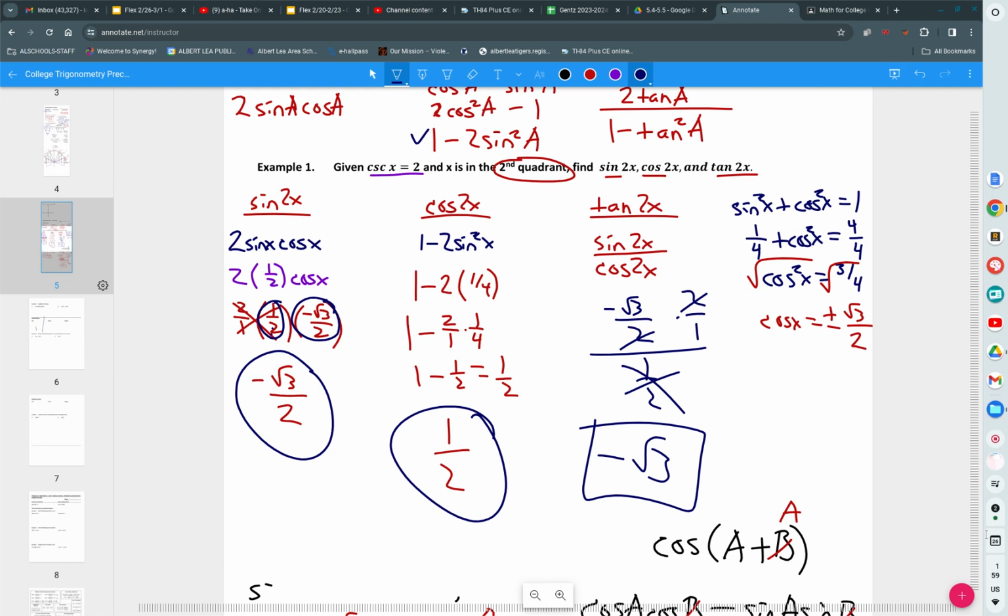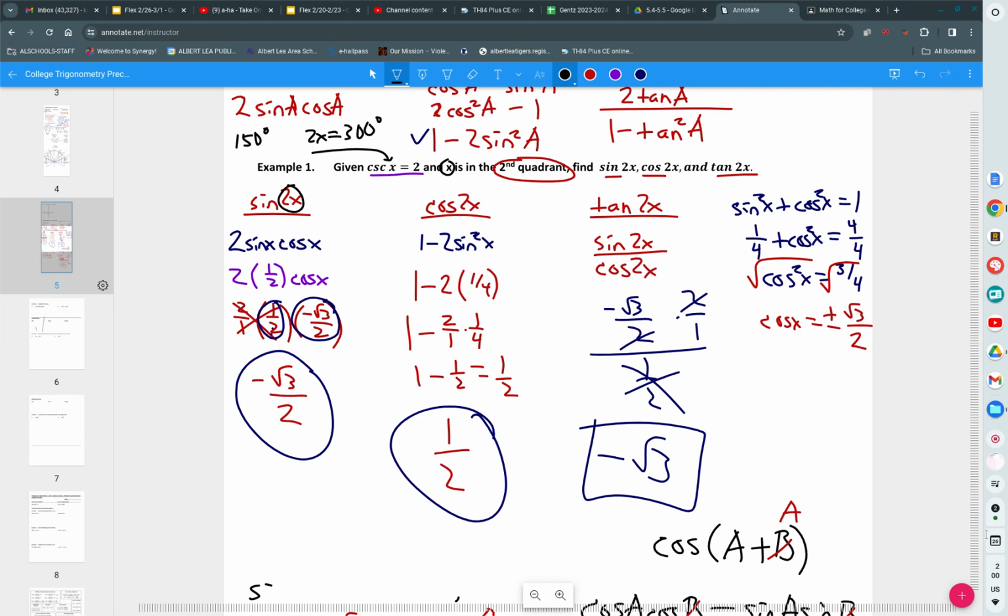Okay, 5, 4, 3, 2, 1. I heard somebody talk about it a little bit, and the fact is that this angle x is in the second quadrant. Does that mean that 2x is in the second quadrant? Absolutely not. In fact, in this situation, you could show that x is actually 150 degrees. So then what would 2x be equal to? If x is 150, then 2x would be 300.